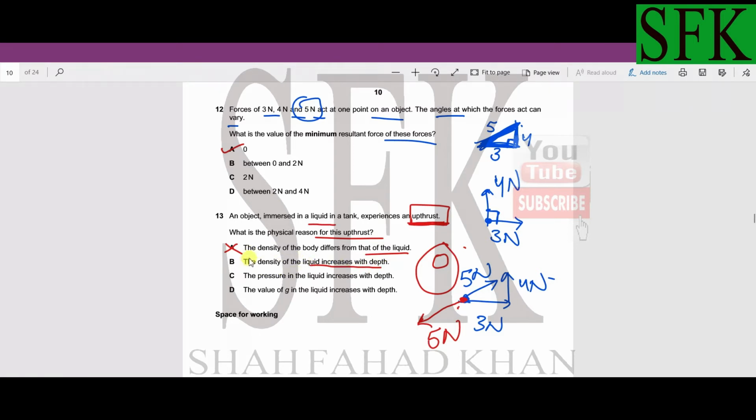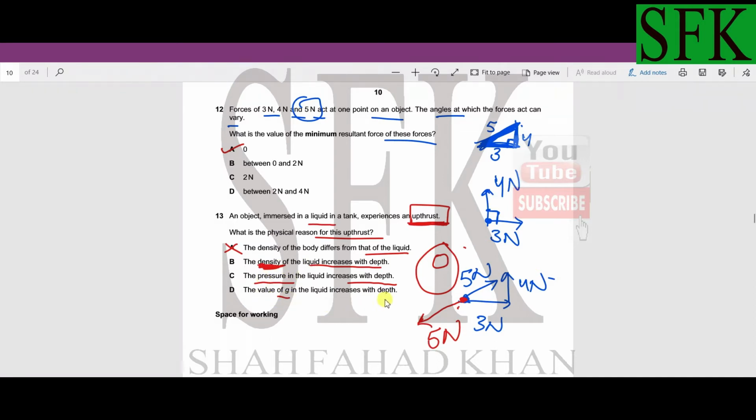Yeah, this is a correct fact. Yes, it does increase with depth because actually, wait, its density stays constant if the liquid is the same. But let's see, the pressure in the liquid increases with depth. Yes, pressure increases with depth.